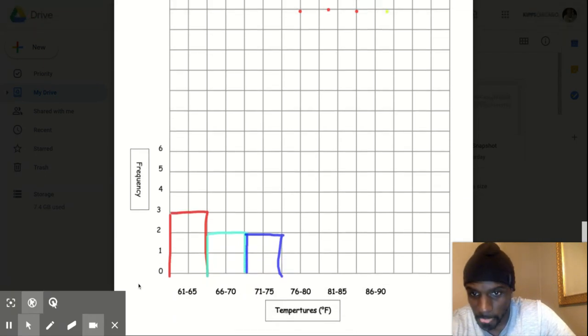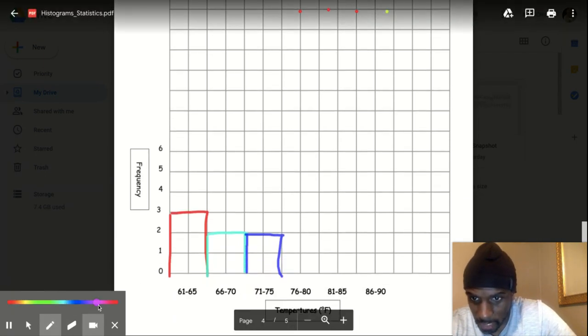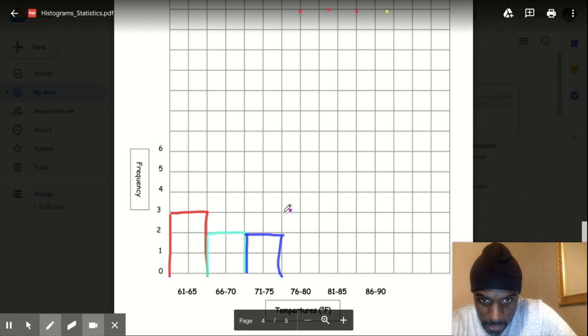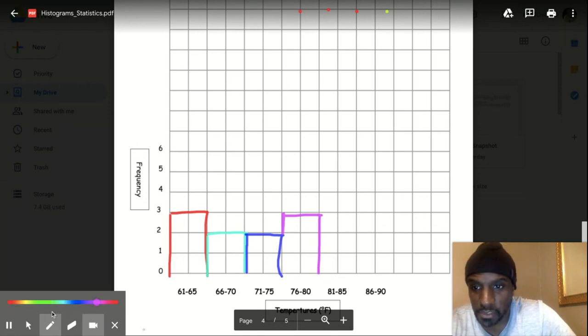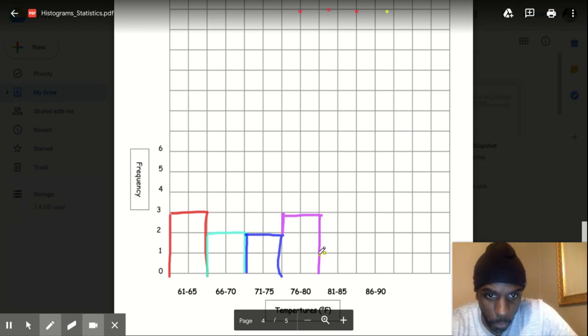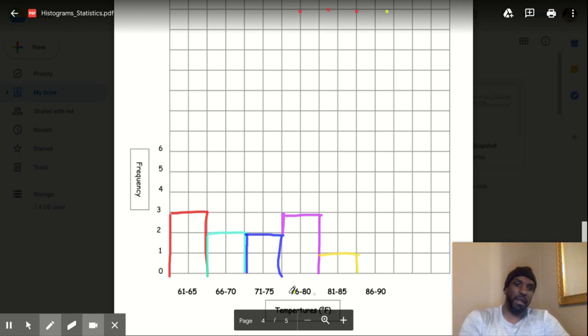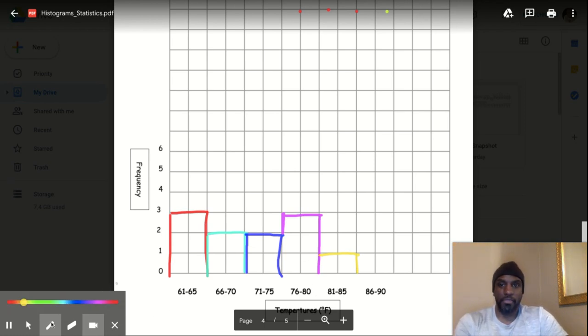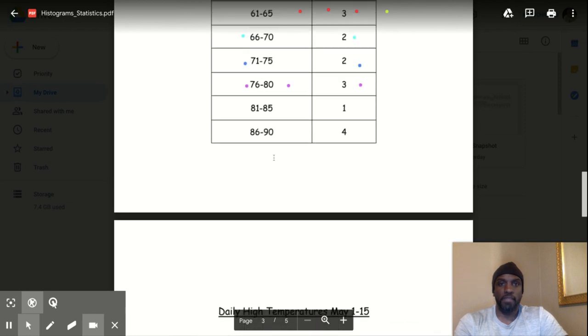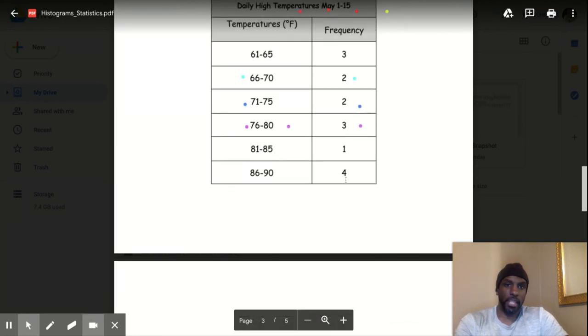Here we go. Going to my purple here. I'm going to go to 3, go across, and come down. This is 76 here. This will be 80 over here, okay? Let's do the next one. Let's use some yellow here. I think it was 3, 1, and 4, right? We had 1 day that was 81 through 85, okay? And then we had 3, 1, and 4. That's correct. Let's check again. Yep, 3, 1, and 4.